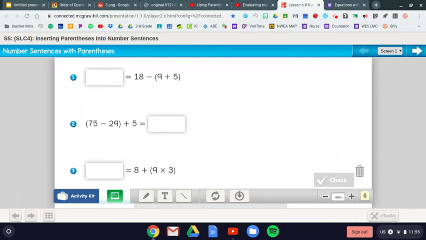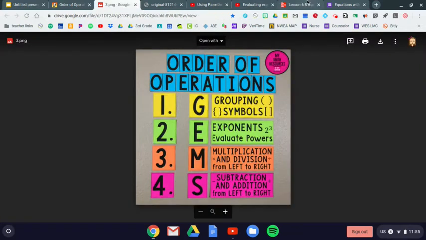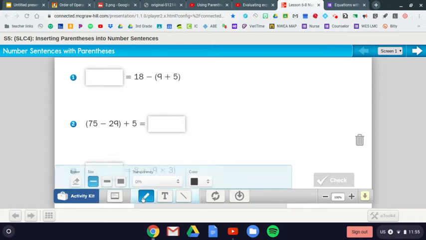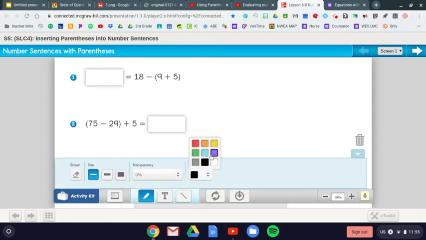Okay, so our first one says blank is equal to 18 minus parentheses 9 plus 5. Jem says I have to do parentheses first. My parentheses have 9 plus 5. Now, I know I start with 9 in my head because it's the bigger number. 9, 10, 11, 12, 13, 14.